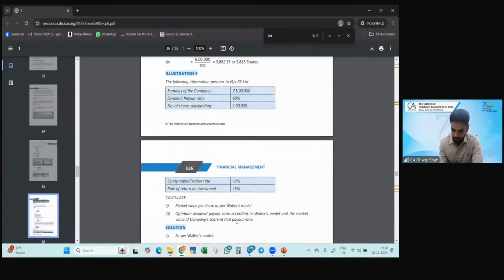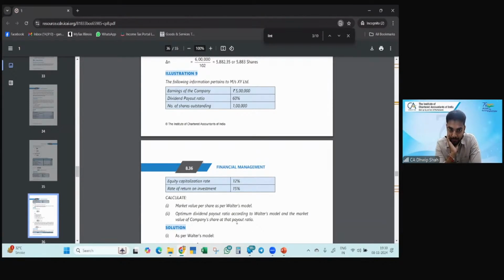Illustration number 9. Let's solve the problem of illustration number 9. The following information pertains to Messrs XY Limited.